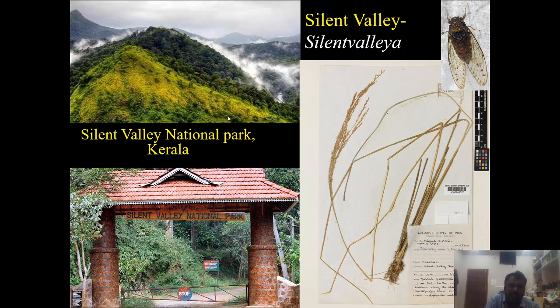Why is this place known as Silent Valley? Now we are seeing here a cicada, which makes noise in the forest. These cicadas are absent in this forest, hence it is named Silent Valley. A grass specimen collected by the Botanical Survey of India was named based on the place.